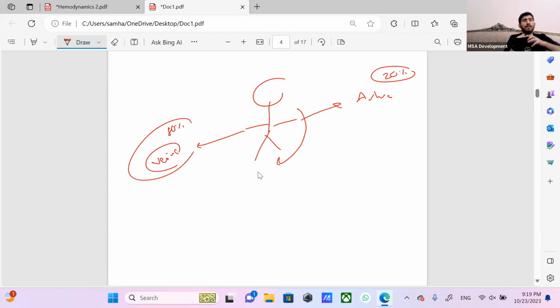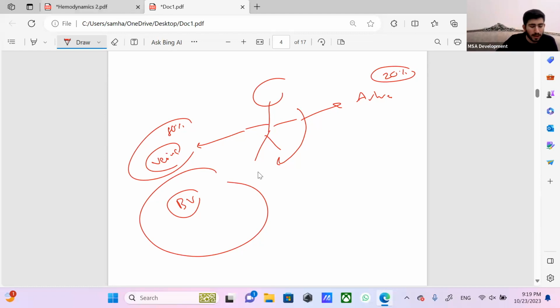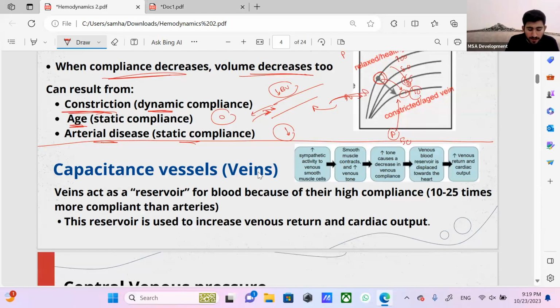Okay. Veins have a very high compliance, and so they are very expanding, and so they contain the blood volume all the time, and so they act as a reservoir. The blood is in them all the time in our body. It's just there, okay, staying all the time. And so the capacitance vessels are the veins. So veins act as a reservoir for blood because of their high compliance. It's very big, that the blood vessel or the vein itself is very expanding, that the blood is fully in it all the time, okay? And it's 20 to 25 times more compliant than arteries.